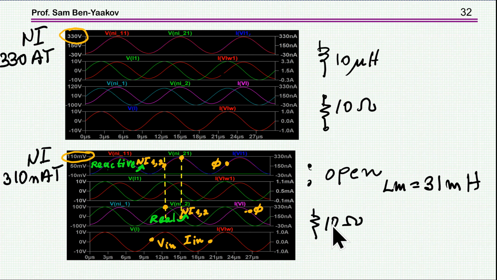Now in the case of a 10 ohm load, we see that there is a shift between the MMF and the flux, and this is because the major part of the MMF is now due to the real power, which is, of course, 90 degrees shifted from the flux, which is related to the reactive MMF.